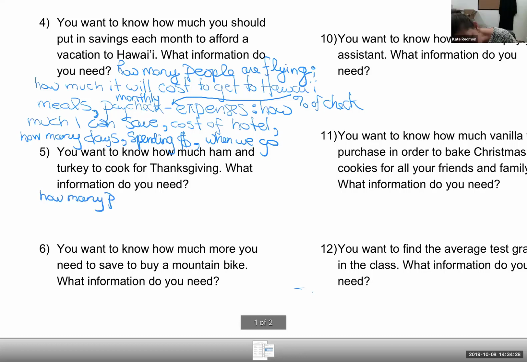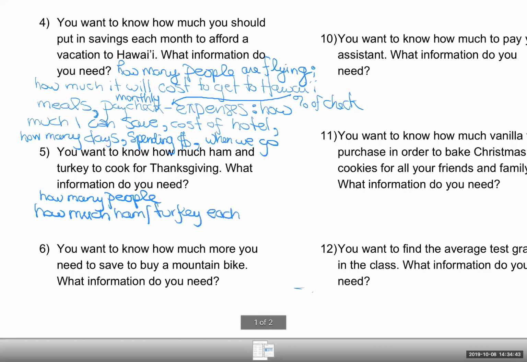So how many people are coming? How much can each person eat? Ham and turkey. Okay. You're going to want to know the price, right? Oh, I love this. I wasn't thinking of that because I don't necessarily need to know the price to compute this, but David's in the real world and he knows that if ham is cheaper than turkey, y'all are eating ham this year. Yeah. Amen.